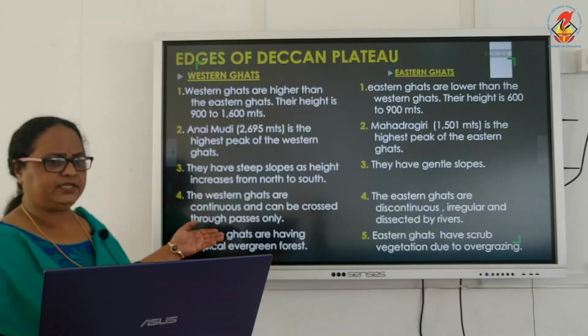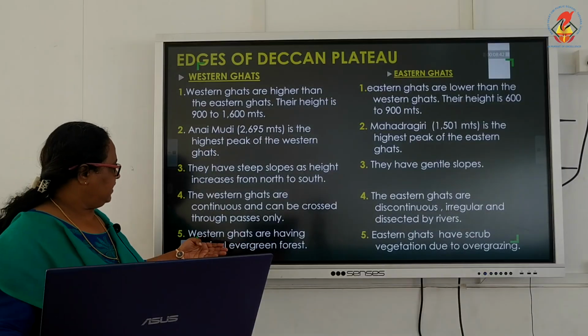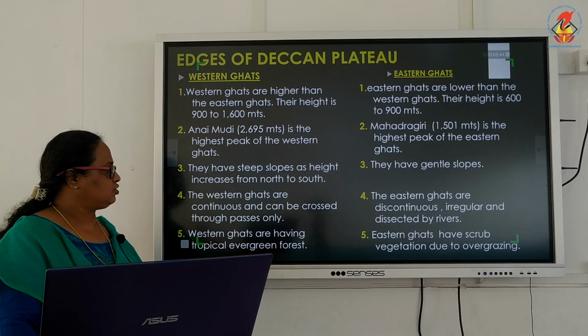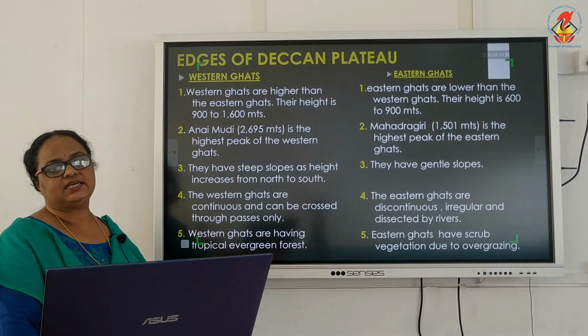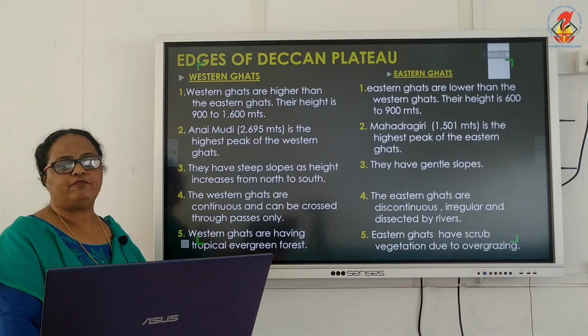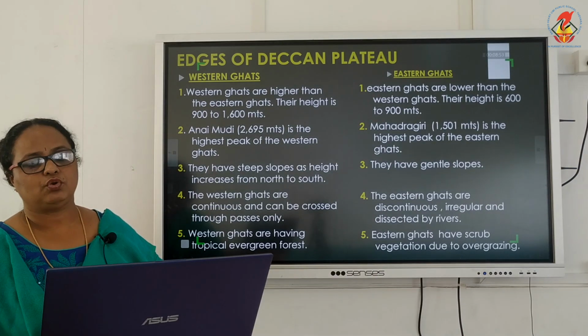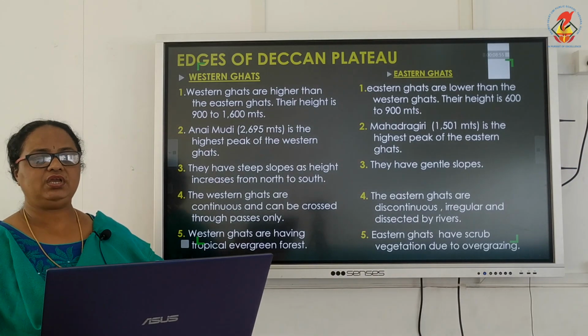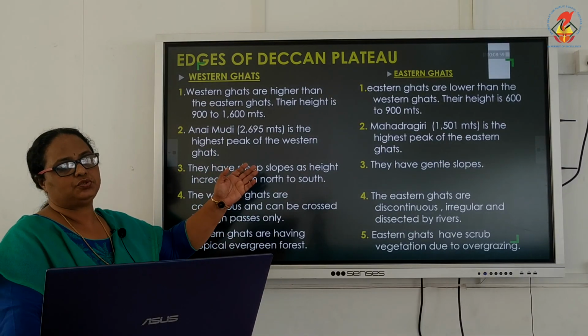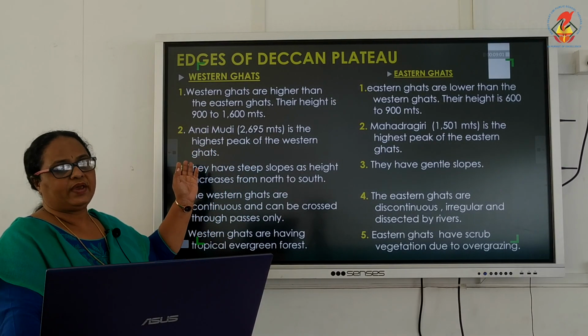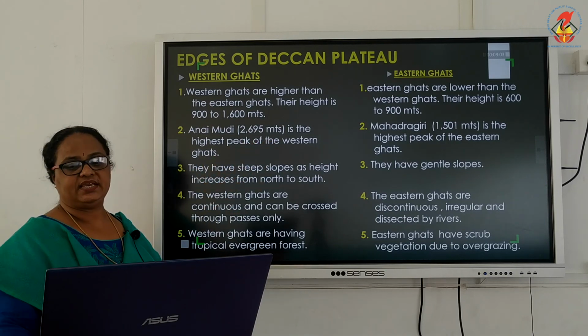Then the fifth point of the Western Ghats is that they have tropical evergreen forest. Eastern Ghats have scrub vegetation due to overgrazing. So these are the important points of difference between the Western Ghats and the Eastern Ghats.